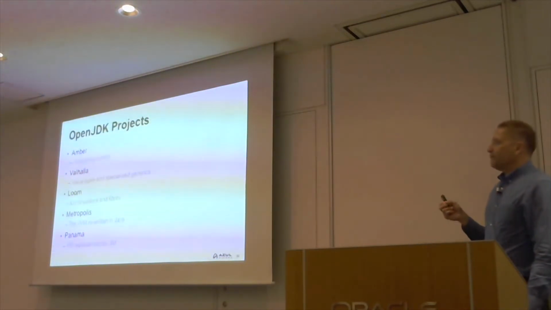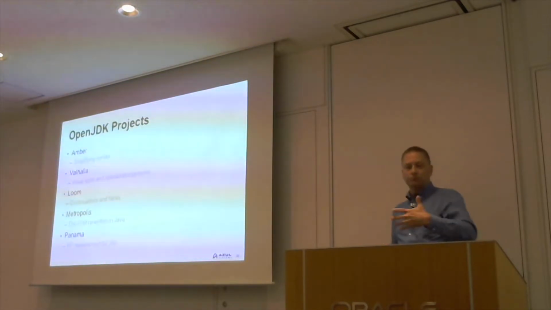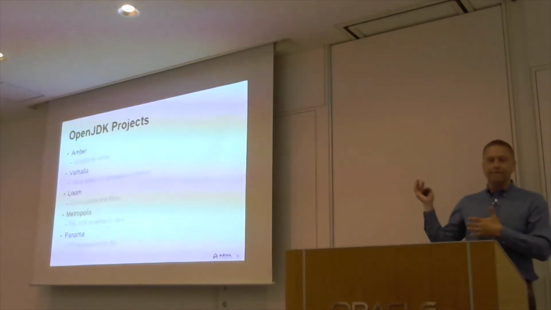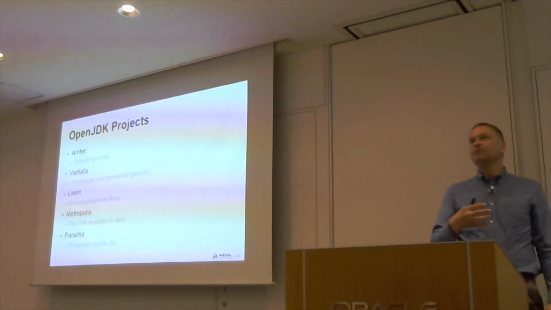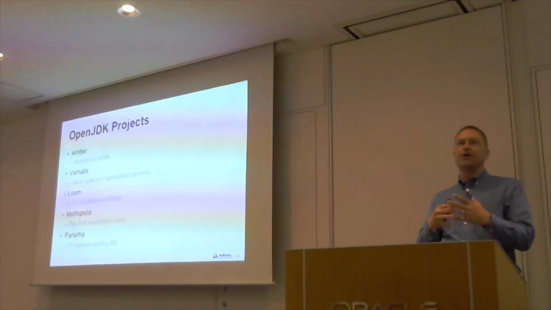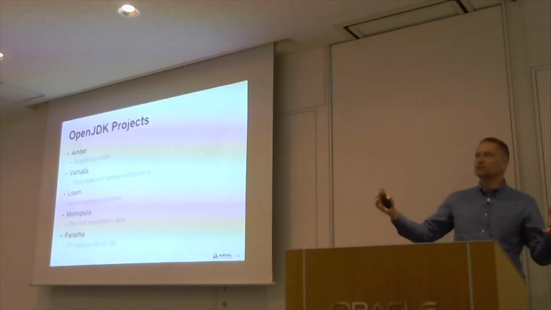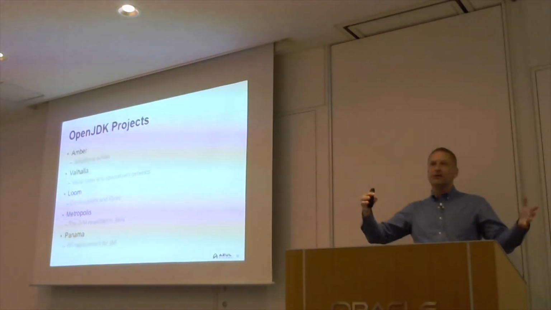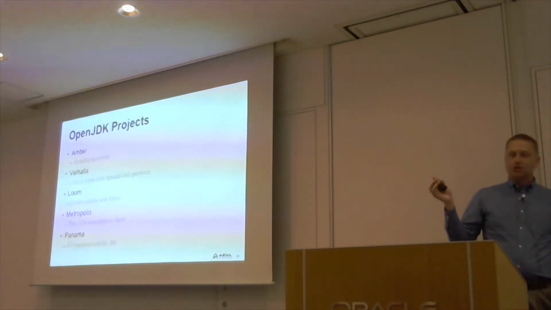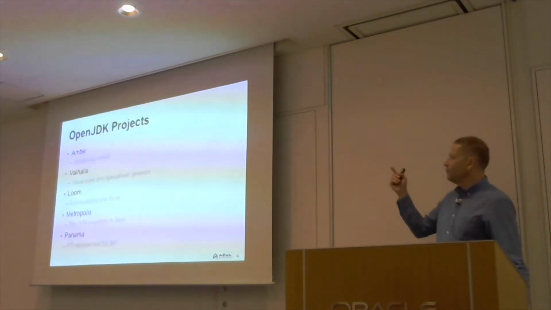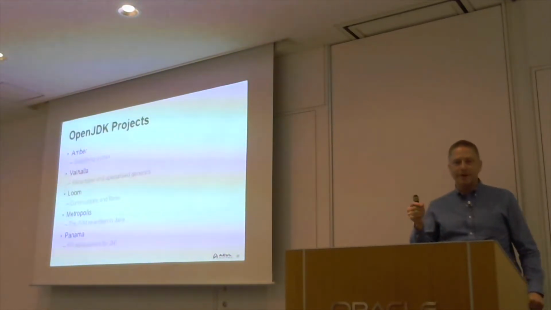Valhalla has been around for a while, and this is the idea of value types. I'll explain what that really means in a moment. Project Loom is about how to improve the way that you can use threads in Java. If you want to have literally thousands or millions of threads in a Java application, how do you do it in an efficient way? Project Metropolis is the idea of rewriting the entire JVM in Java. I'll explain a bit more about that as well.